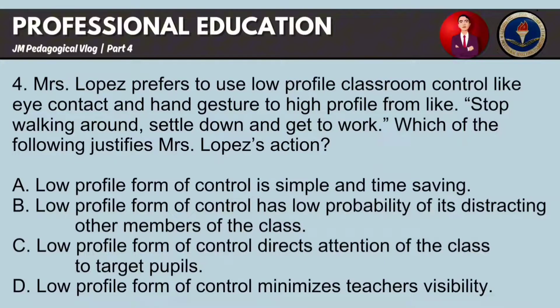Mrs. Lopez prefers to use low-profile classroom control like eye contact and hand gesture to high-profile, like, stop walking around, settle down and get to work. Which of the following justifies Mrs. Lopez's action? A. Low-profile form of control is simple and time-saving. B. Low-profile form of control has low probability of its distracting other members of the class. C. Low-profile form of control directs attention of the class to target pupils. D. Low-profile form of control minimizes teachers' visibility. B. Low-profile form of control has low probability of its distracting other members of the class.